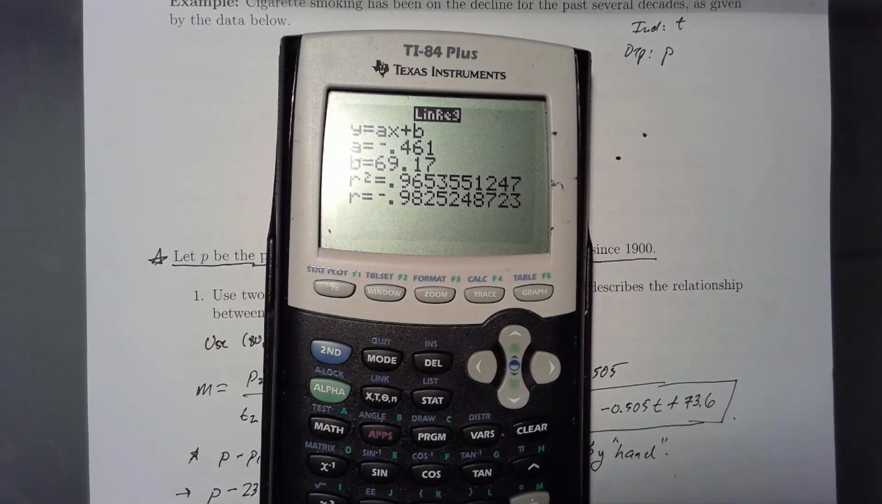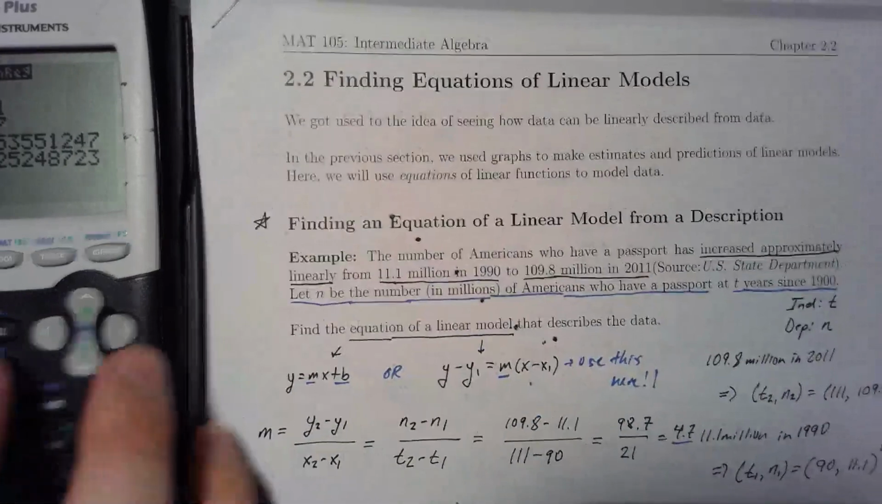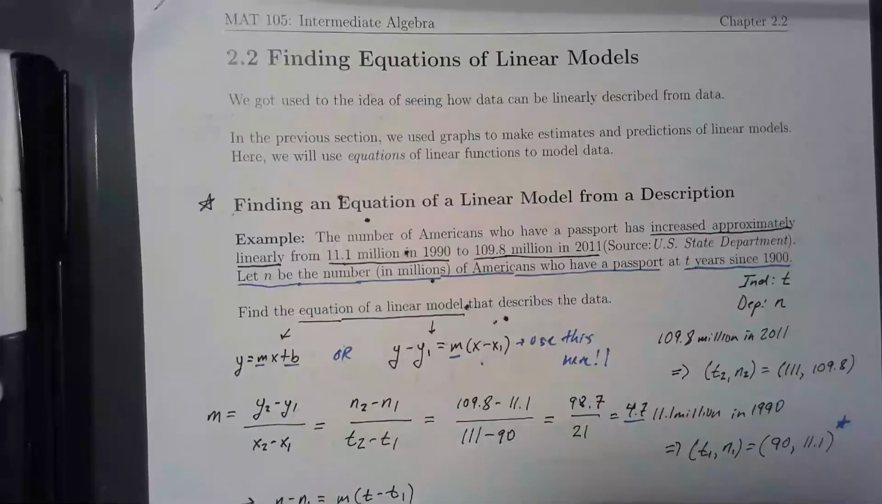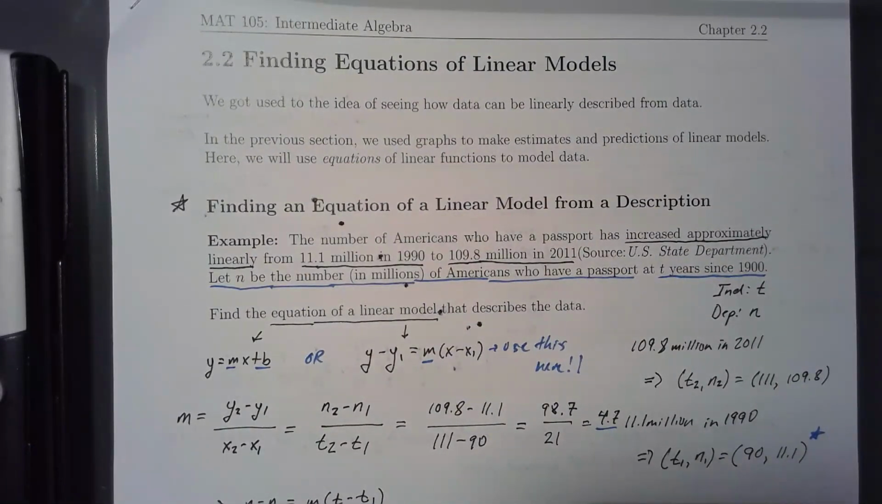So yeah, that's it for this section. In the next section, we're going to start looking at how to incorporate a new kind of notation, which is called function notation. So we'll see that in 2.3. So that's the end of this video.